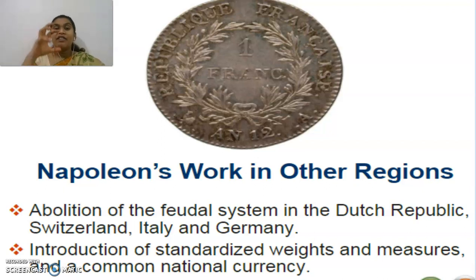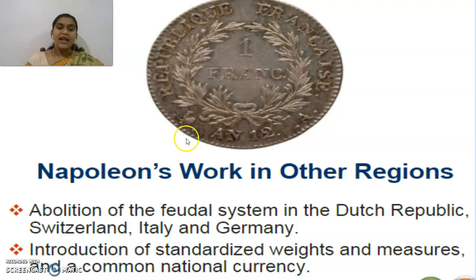And the next thing, let us see Napoleon's work in other regions. We understood about France. He started to favor the people. Whatever changes he made were favoring the middle class people. They included abolition of the feudal system, the right to property, equality before the law, removal of restrictions, and improvement in trade and communication.